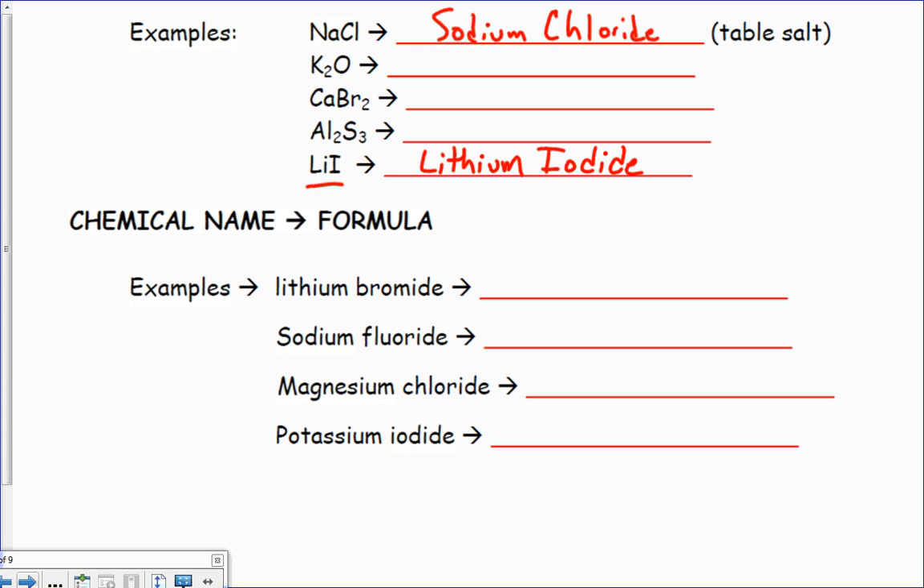Okay. I see aluminum sulfide, calcium bromide, potassium oxide. Okay. So now I need to go backwards. So here we go from the chemical name to the symbol. Let me change color so we're doing things differently.